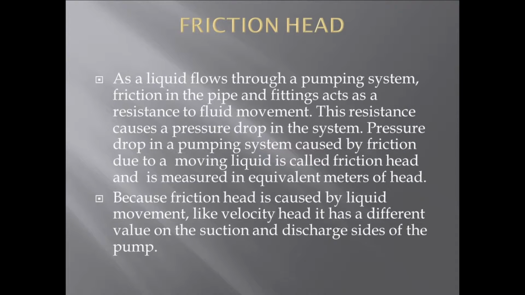Friction head. As the liquid flows through a pumping system, friction in the pipe and fittings acts as a resistance to fluid movement. This resistance causes a pressure drop in the system. Pressure drop in a piping system caused by friction due to moving liquid is called friction head and is measured in equivalent meters of head. Because friction head is caused by liquid movement, like velocity head, it has a different value on the suction and discharge sides of the pump.